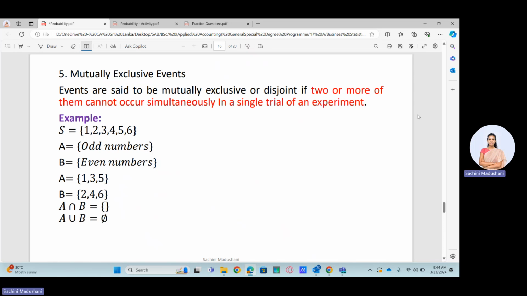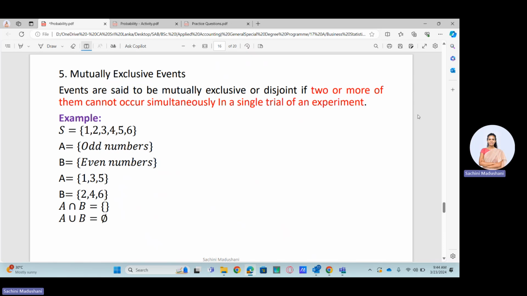Okay, then we take two or more events. There are no common elements. We can say these events are mutually exclusive. Understood? Collectively exhaustive, we say based on our union. If we write the union and that union is equal to the sample space, we can say these events are collectively exhaustive.